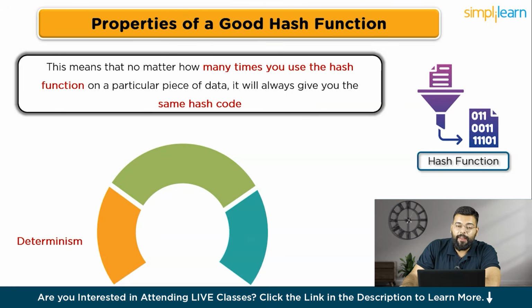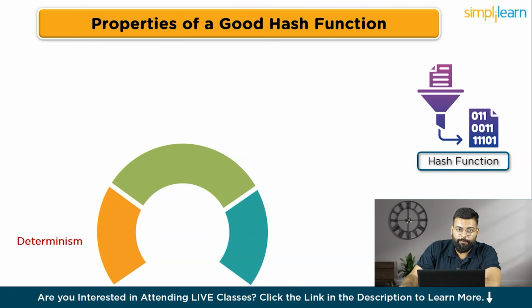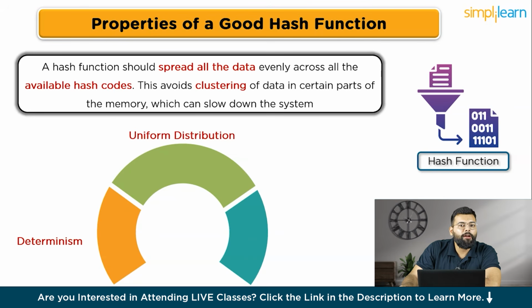Then comes the next property, that is uniform distribution. A hash function should spread all the data evenly across all the available hash codes. This avoids clustering of data in certain parts of the memory, which can slow down the system. It's like making sure no single shelf in a library gets overcrowded with books.